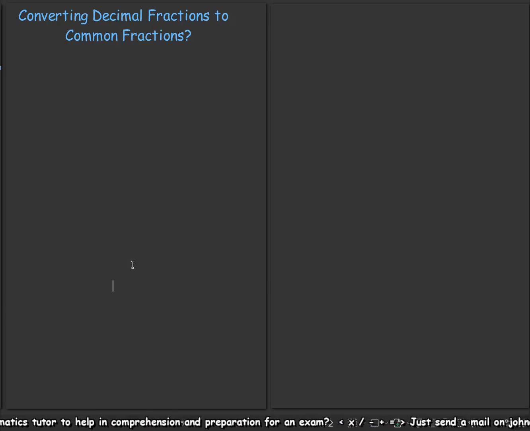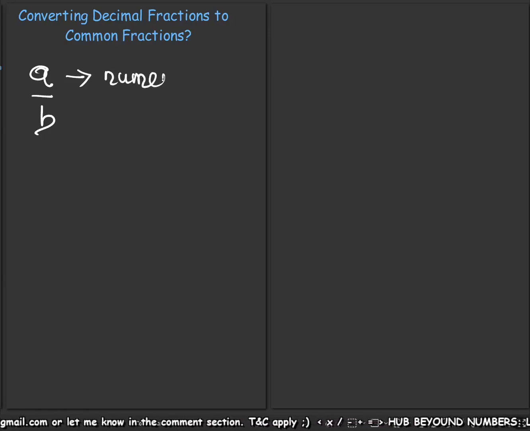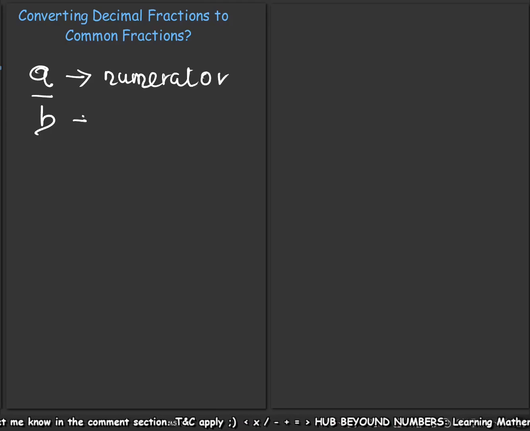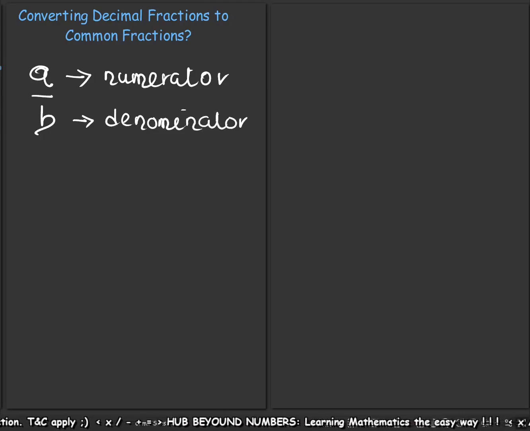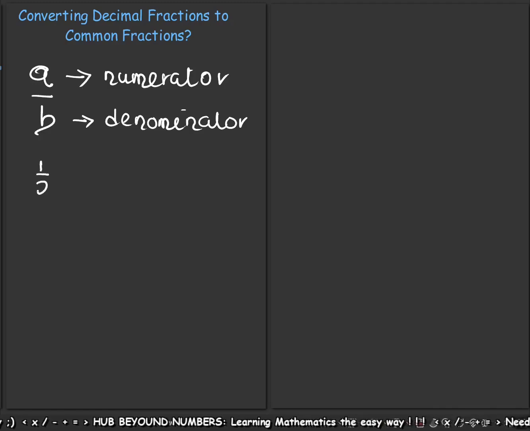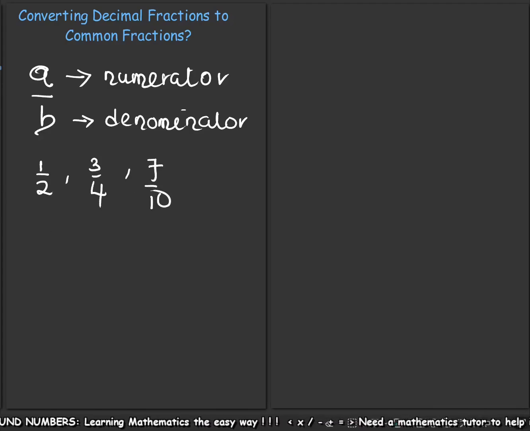Now, when we talk of common fractions, they are just fractions that are written in the form a over b. So any fraction that you see written in the form a over b is a common fraction. For a while now, we've just been working on decimal fractions, which are the ones written as decimals. Note that the top number of a common fraction is called the numerator, and down here you have the denominator. Examples include 1 over 2, 3 over 4, and even 7 over 10. All these are common fractions.